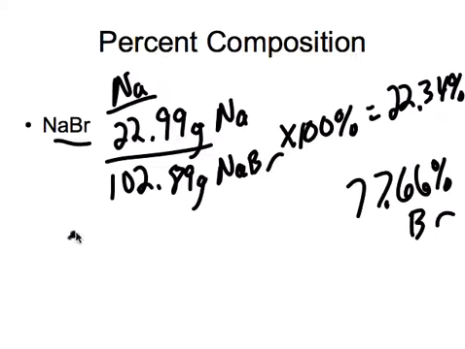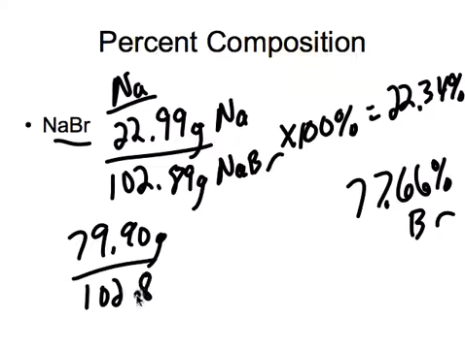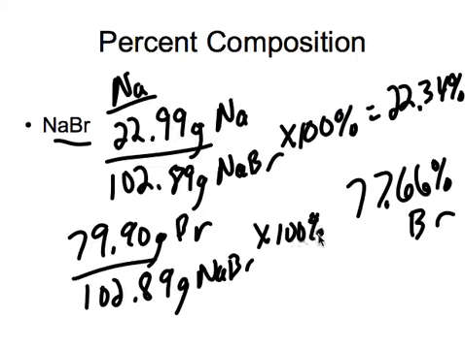The other way would be to take the mass of bromine from your periodic table, which is 79.90 grams, divided by the mass of the whole works, which is 102.89 again. Part divided by whole. Divide that. I'm going to write this in here just for my own brain. Multiply it by 100%, and you get 77.66%. So that's about the most basic type you can get.